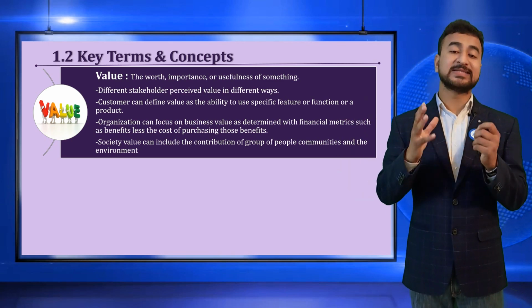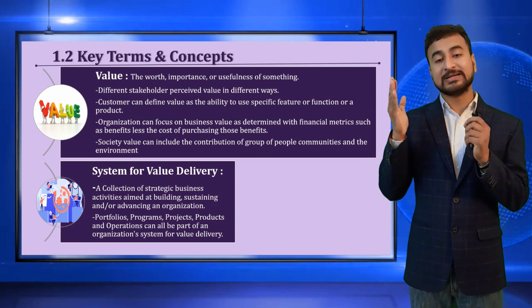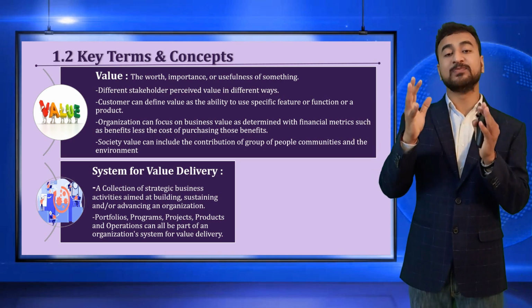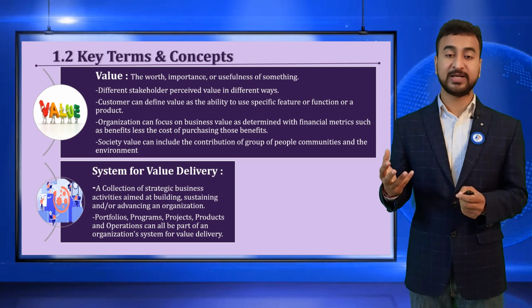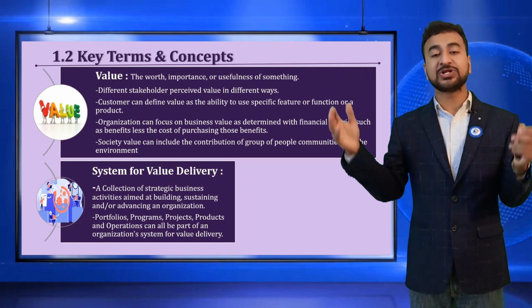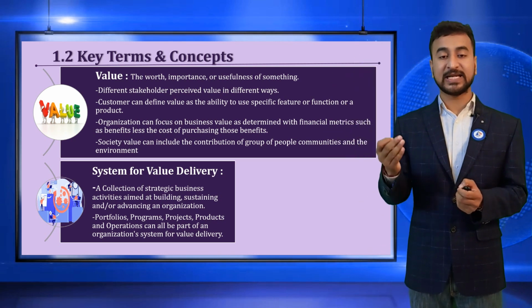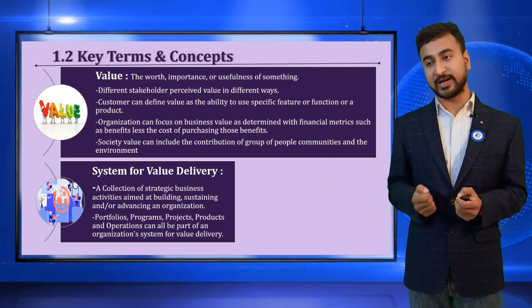And now we are discussing the system for value delivery. As I told you, PMBOK version 7 is more focused on value delivery. What do we mean? How can you achieve that value? That is a collection of strategic business activities aimed at building, sustaining and or advancing the organization.